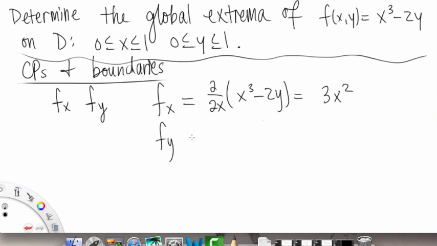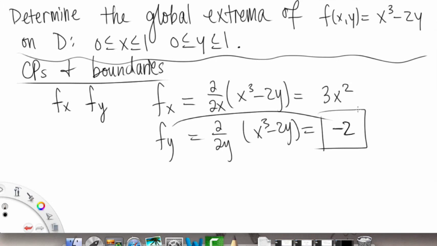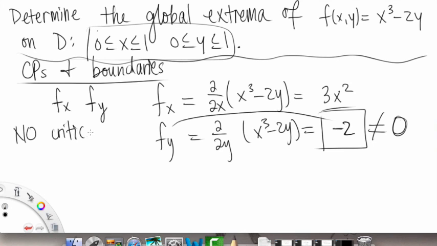And then if we do the same thing for y, we get x cubed minus 2y, and we just pull out the coefficient of negative 2. So what we see here is that this f sub y is never going to equal 0, and it's never going to be undefined or not exist because it is negative 2. So there are no critical points in the interior of this domain.